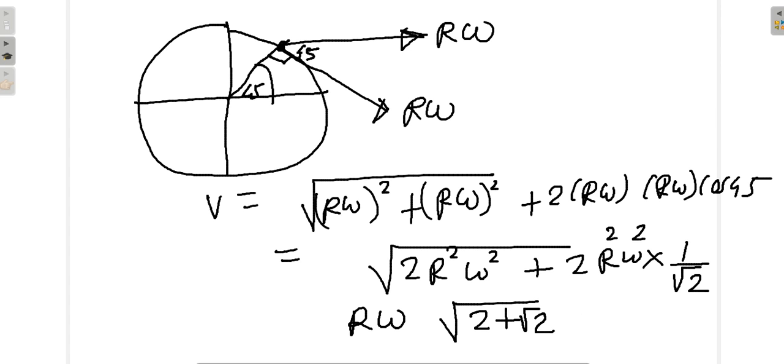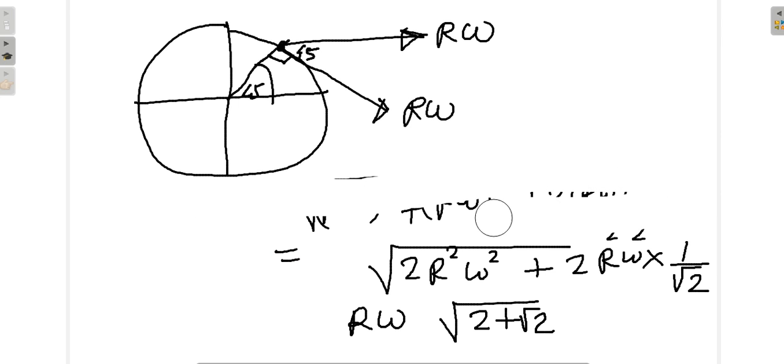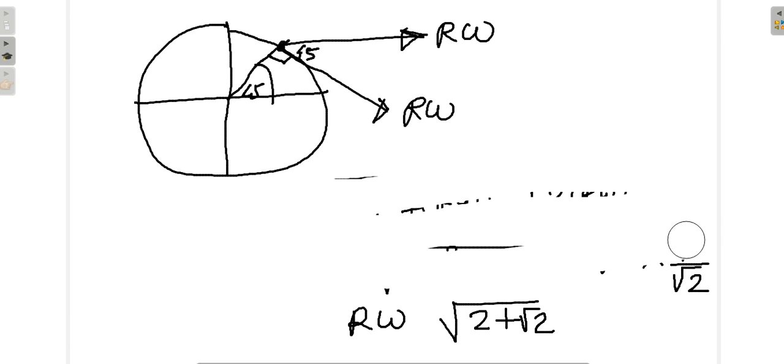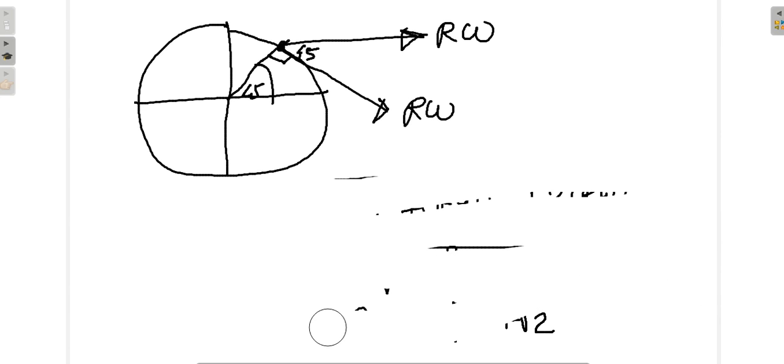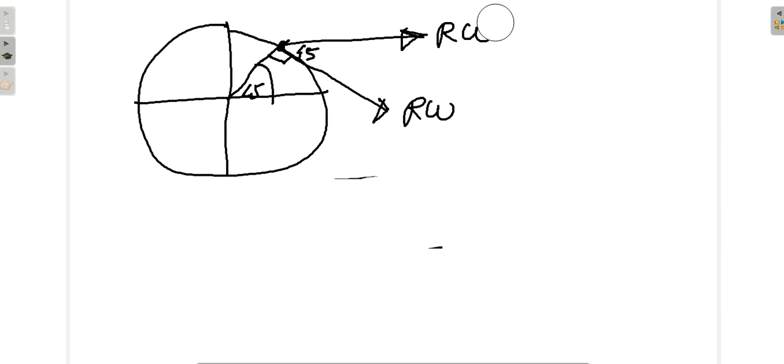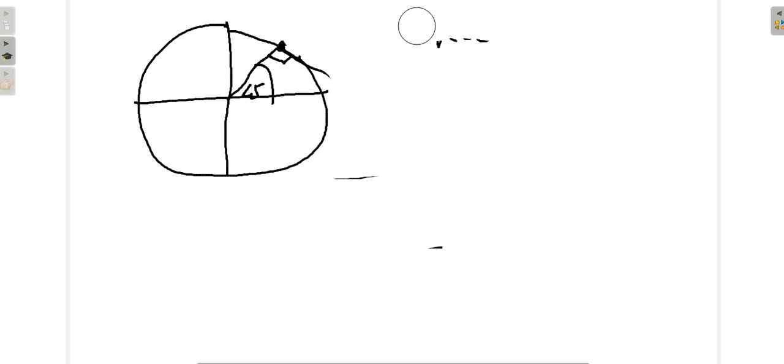We can try to find out the same answer using the concept of instantaneous center of rotation. Why I am doing it is because it is quite required in mechanics. When you go for engineering, this will be required. So let us see the concept of instantaneous center of rotation and see what answer we get. We want to find out the velocity at this point using it.